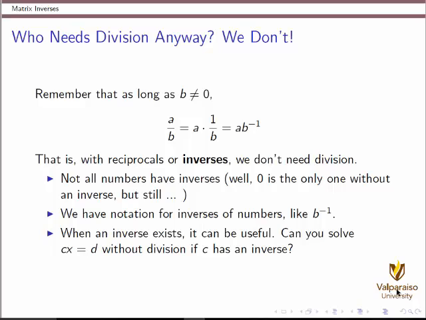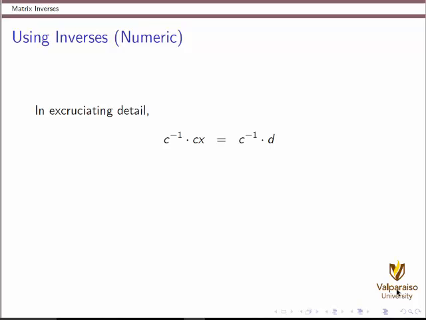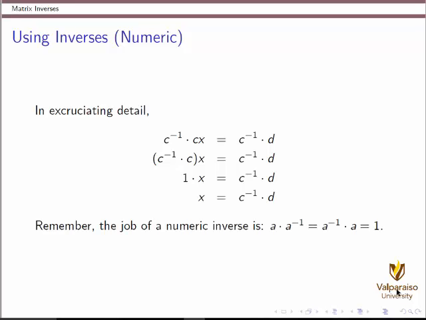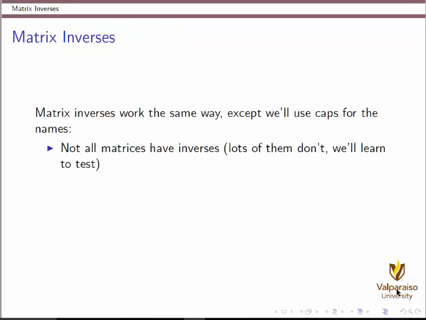And when inverses are around, we can use them, for example, to solve the equation Cx equals D without division. If C isn't 0, then we just multiply both sides of the equation by the inverse of C. Now I'm going to do this painfully long. I'm going to show you the grouping of C inverse with C because we have to remember what the job of the inverse is. The job of the inverse of C is when you multiply the inverse of C with C, you get 1 back, and then that 1 times x is just x. That's the job of a numeric inverse, is you multiply it by the number that is its partner in either order, and you get 1 back.